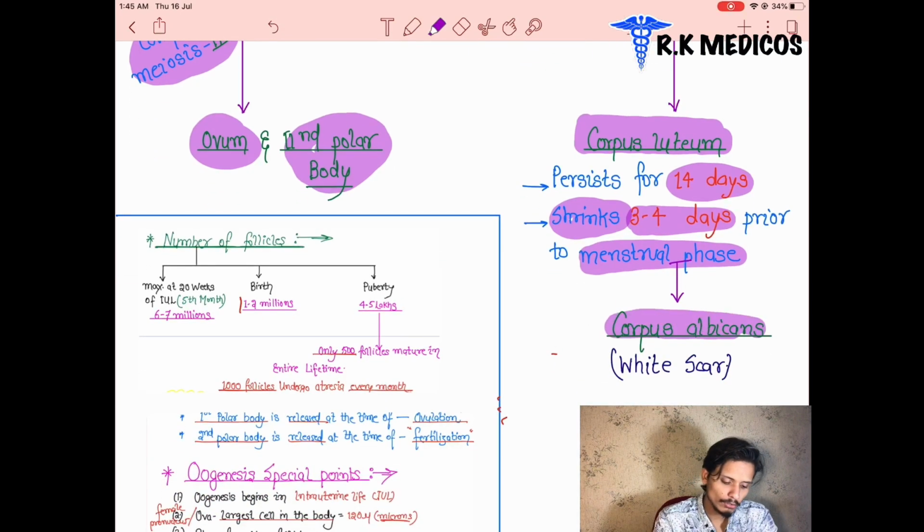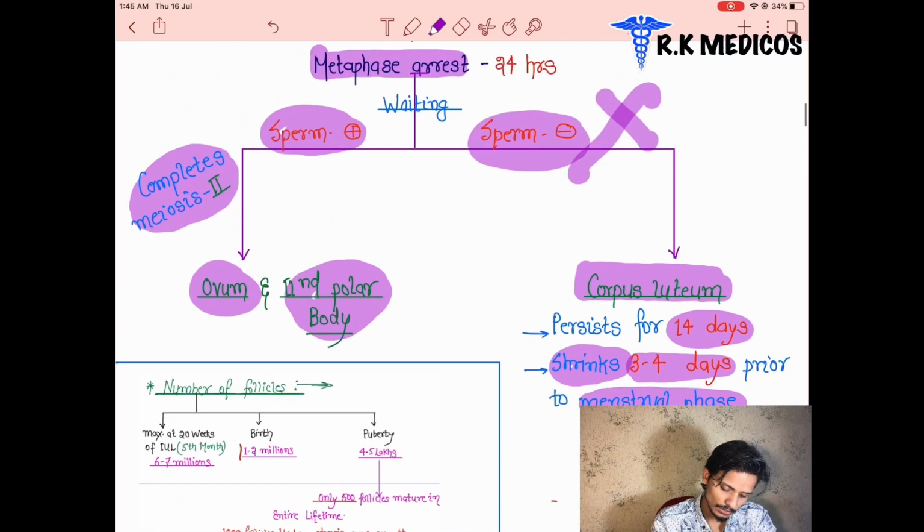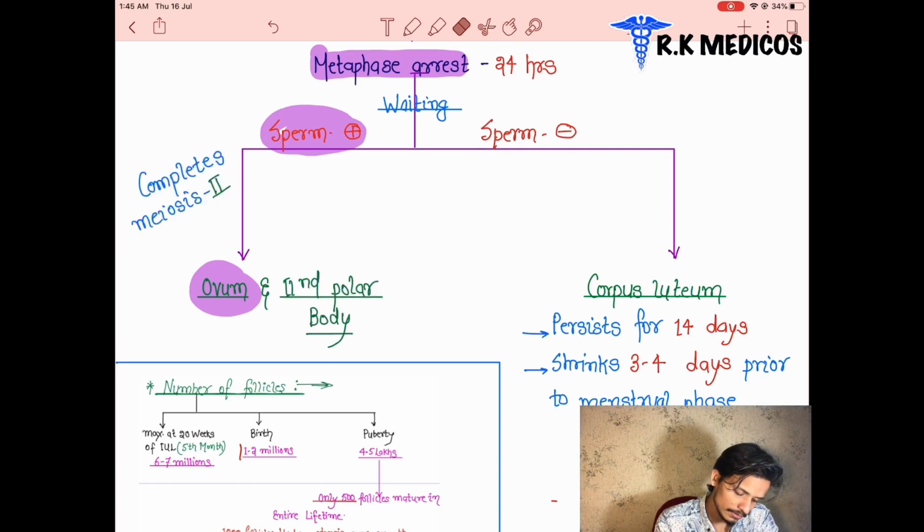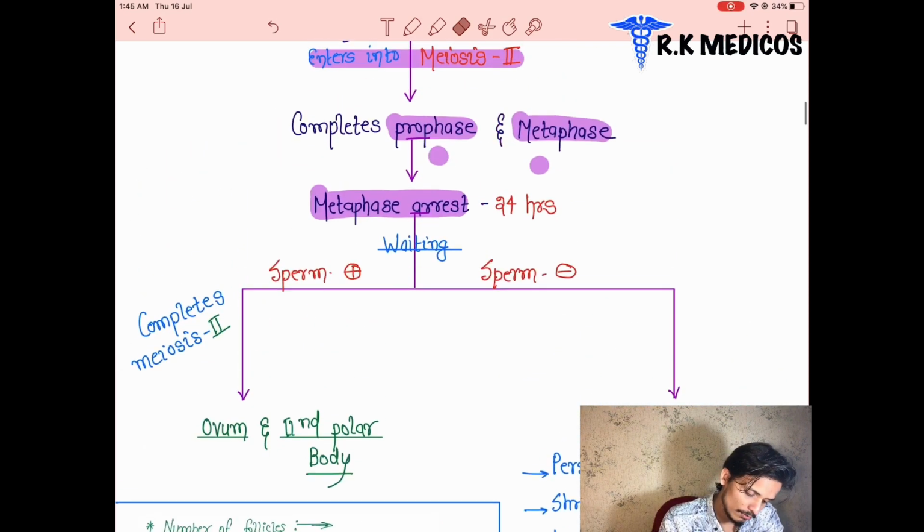So this is all about oogenesis. In the next point we can see what are the most important points we have to memorize in this oogenesis. We are going to see what points we have to memorize.